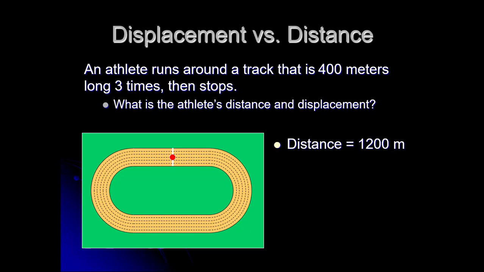But what about our displacement? Stop and think about this for a minute. Where did he end up compared to where he started? He ended up in the same place. So his displacement is going to be 0 because he's 0 meters away from where he started. So even though he ran 1,200 meters, long run, he still ended up in the same place that he started. So his total displacement is 0.